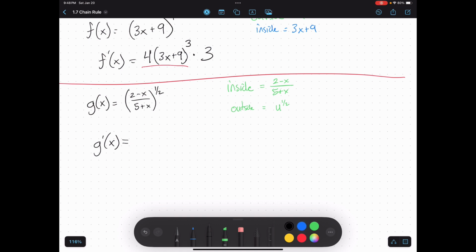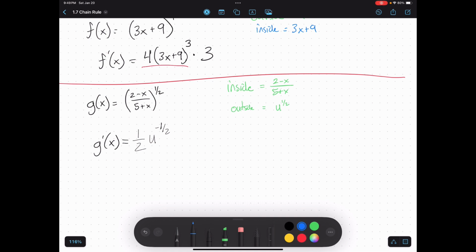Well, that gives me 1/2 u to the negative 1/2. Okay, this is why I like using u, because u can help remind me that I am going to need to plug something in for that when I'm done with it. Okay, well, perfect. That's not too bad. But that's just the first part.